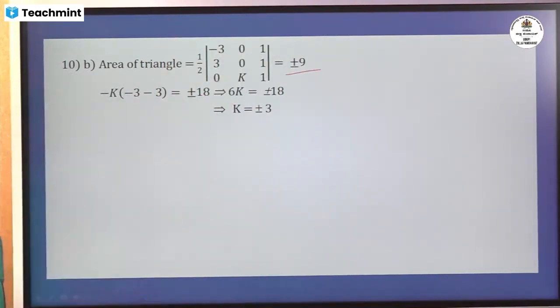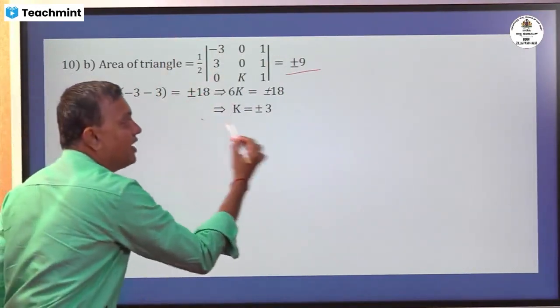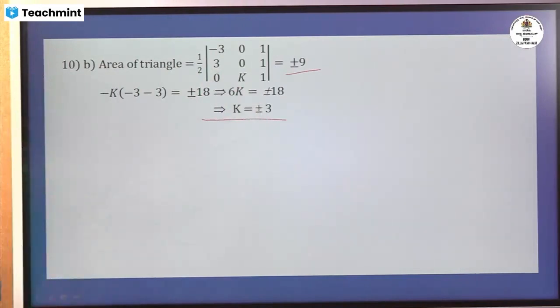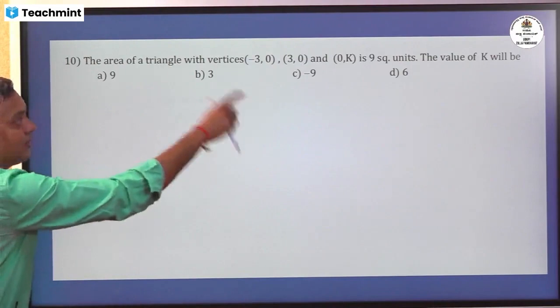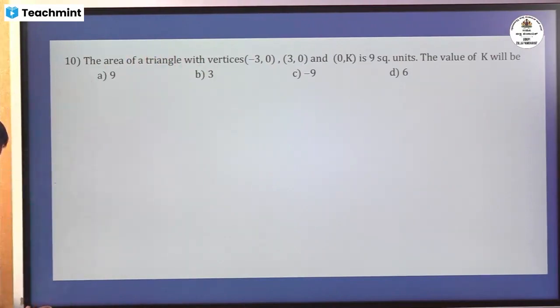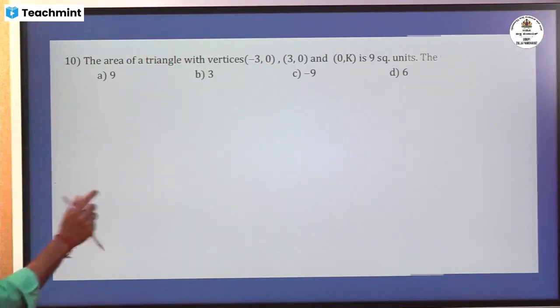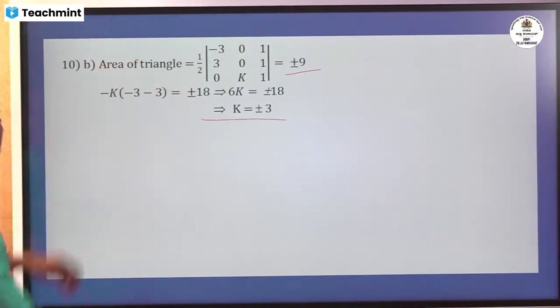Expand the determinant. On expanding like this we get k equal to plus or minus 3, but in each option only one takes a positive value. So the answer is option B.